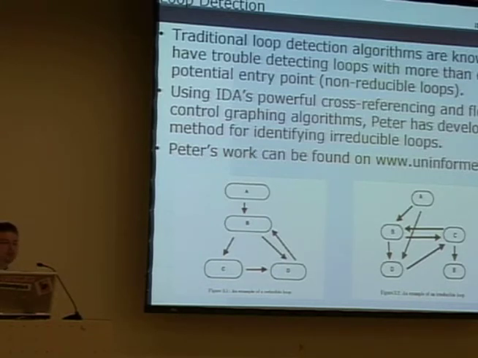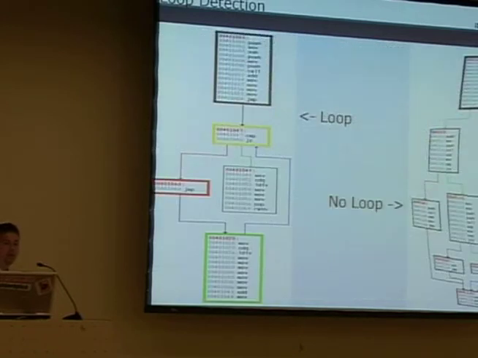But using IDA's cross-referencing, Peter's managed to develop something that can take an example, such as the one we just saw, and determine that this one does contain a loop, and that one over there, although it looks as though it has a loop and there are code paths, does not actually contain a loop that would be interesting for software vulnerability discovery, or it's an insignificant relationship back and forth between the code locations.